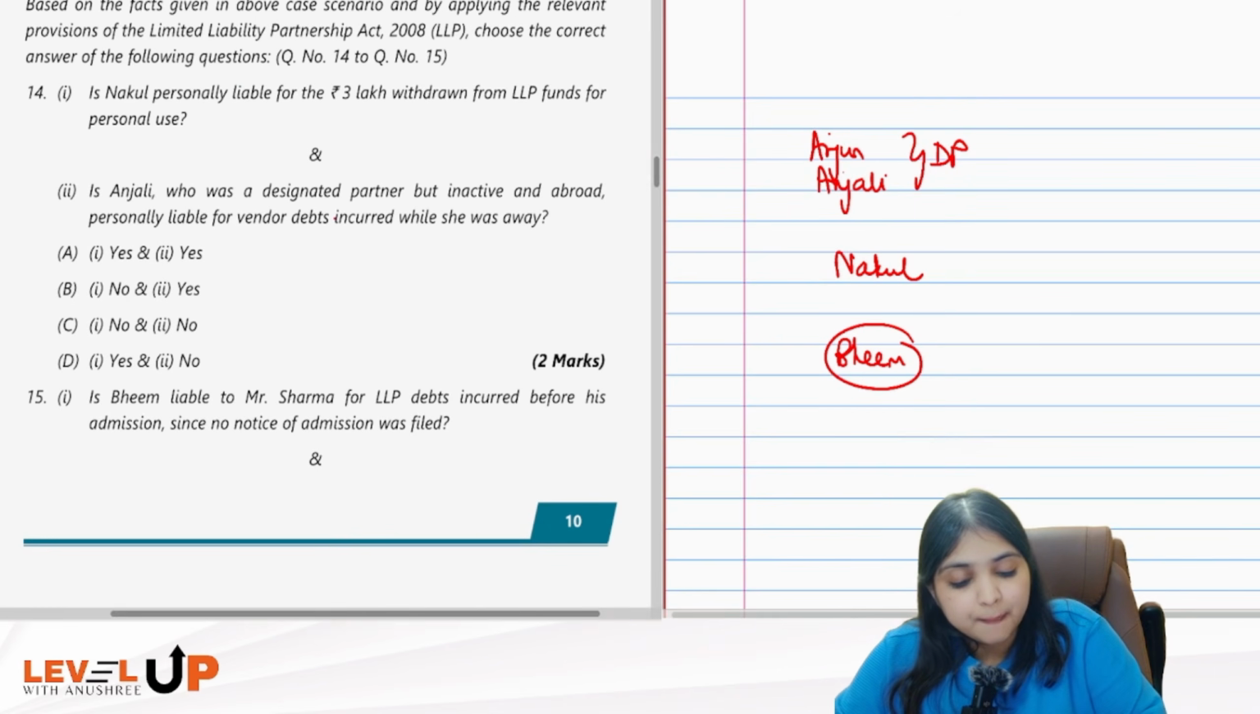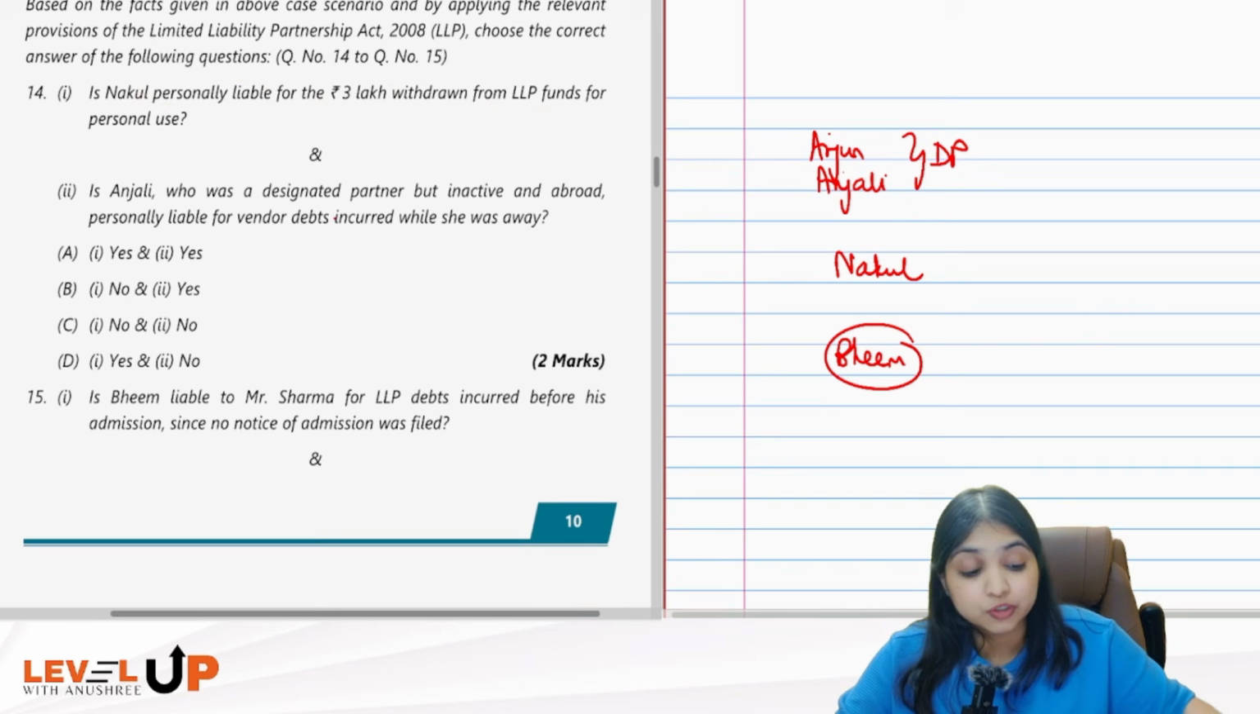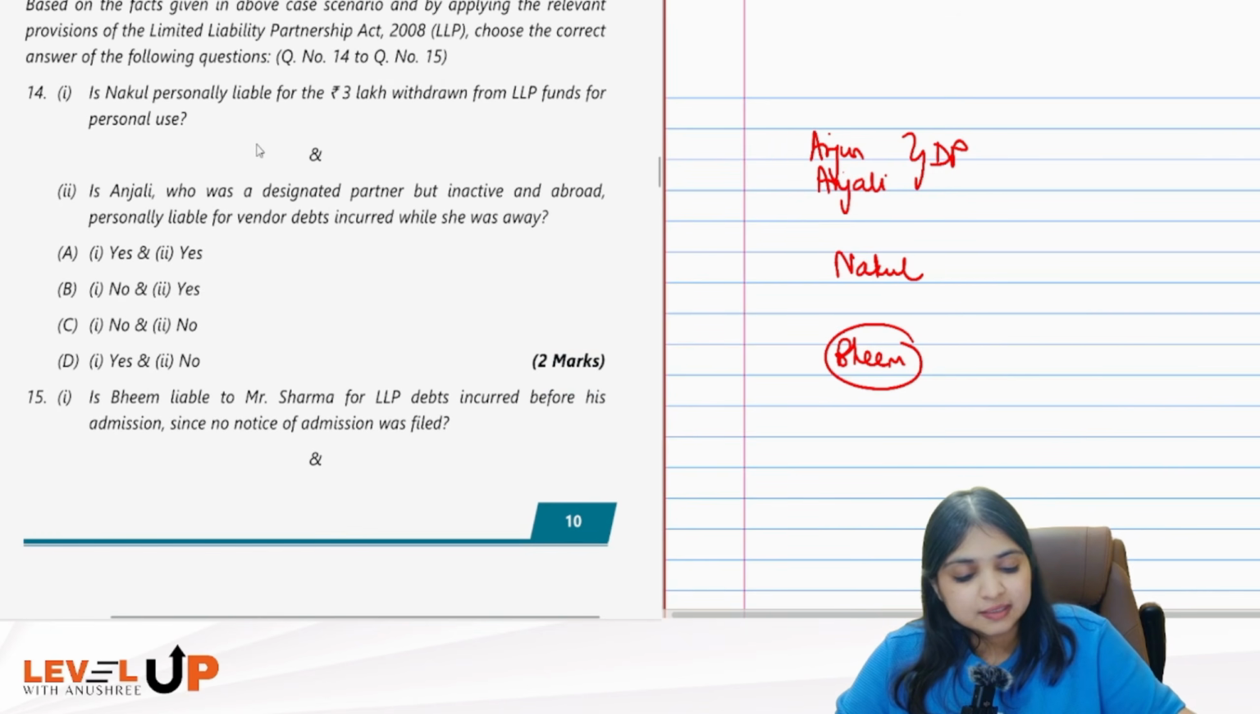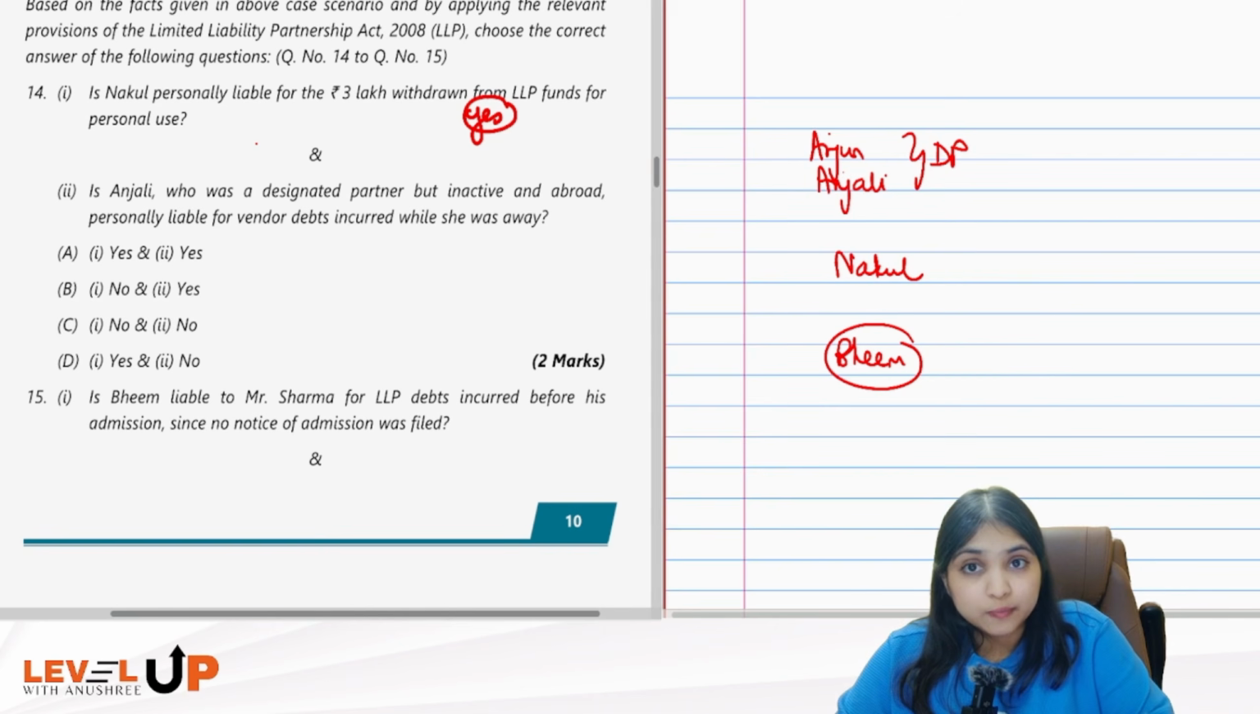Is Nakul personally liable for the 3 lakh withdrawn from LLP funds for personal use? Remember, Nakul, one of the partners, had withdrawn 3 lakh from the LLP for his personal use. Will he be personally liable for that? Of course, he will be personally liable. So, answer to question number 1 is of course yes.